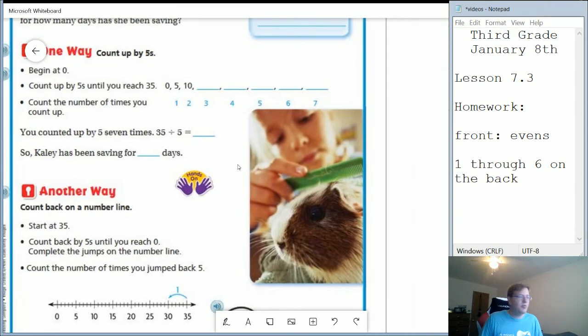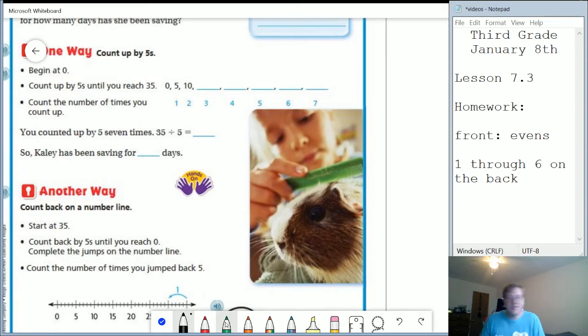All right, so we are counting by five. One of the strategies that we can use to find the answer to a division problem is to count up by the divisor. And so when we do that, we're using our multiplication facts, and we're going to get an answer that's going to be the number of times that we can count by five.